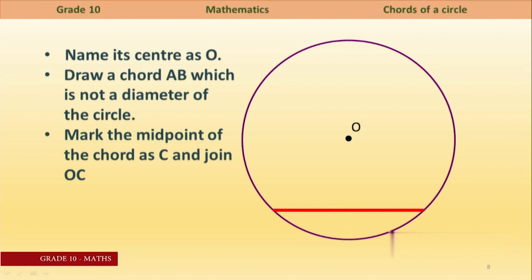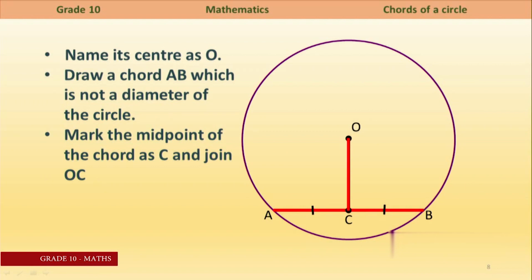You know what is the chord? Chord is the line which joins two points on the circle. So I have named it AB. And third, mark the midpoint of the chord as C and join OC. So how do we find the midpoint of this chord? You can draw a perpendicular bisector, or else you can measure the chord AB and find the midpoint of that. Then we have to mark the midpoint of that chord. Then we should join the center and the midpoint here.